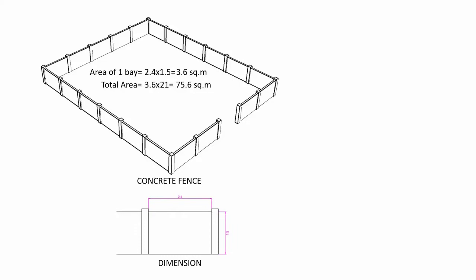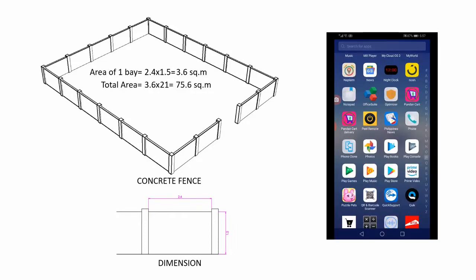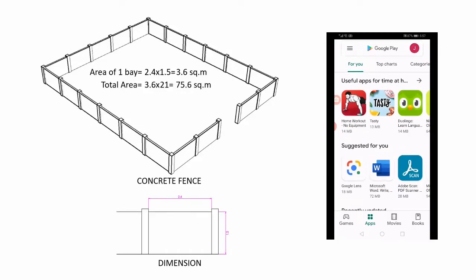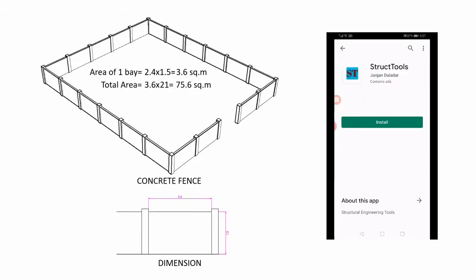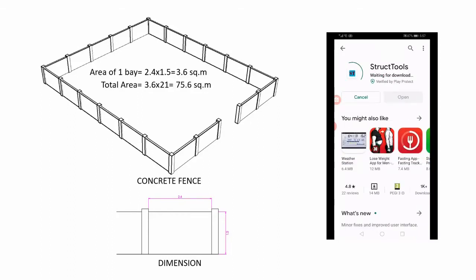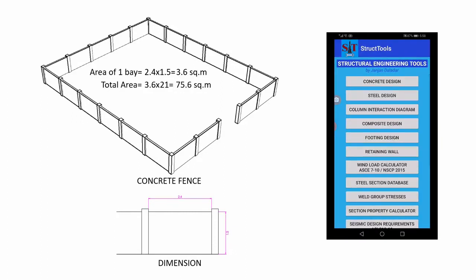Now, grab your phone, open Play Store, find structural engineering tools, then click install. Now it's installing. Wait for a while. Okay, it's finished. Open. This is the first screen of this structural engineering tools application.